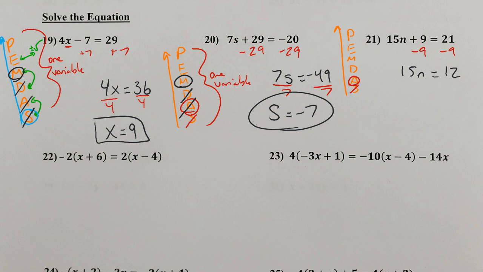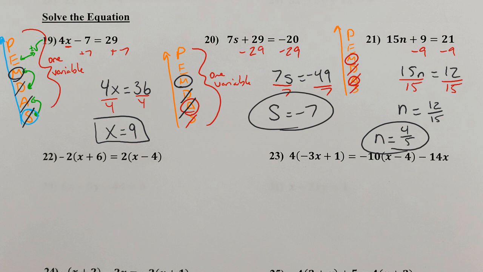Now, the addition's gone. I don't see any division. I see multiplication. So to get rid of that, I divide both sides by 15. Notice the 15's on the bottom. So I have n equals 12 over 15. Now, 12 over 15 is okay, but it can be simplified. I'm going to divide the top and the bottom by 3. So my answer would have been 4/5. I would grudgingly accept 0.8. So that's it for 21.